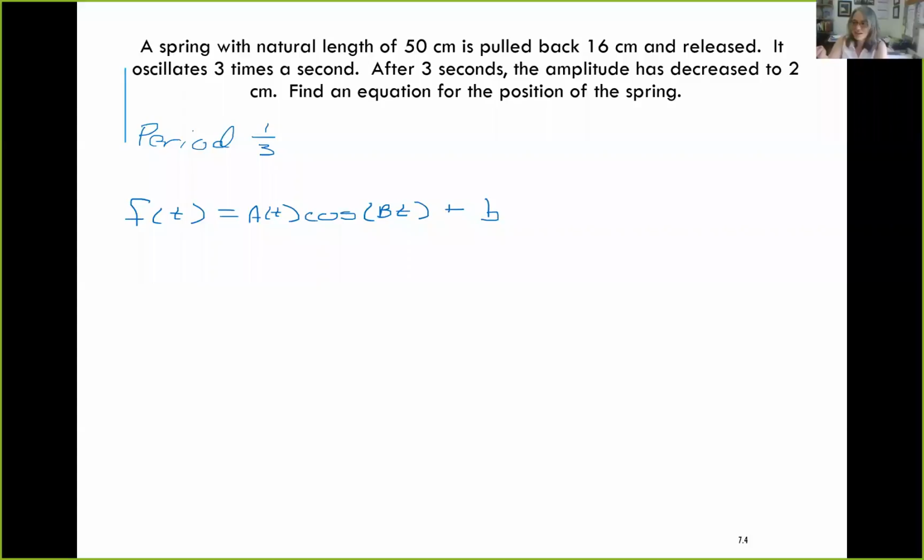Now I picked a cosine because we pulled it out. So at time 0, we were at one end of the curve. We were actually at a maximum distance. So we want to use a cosine.